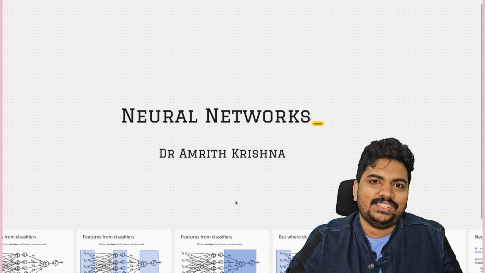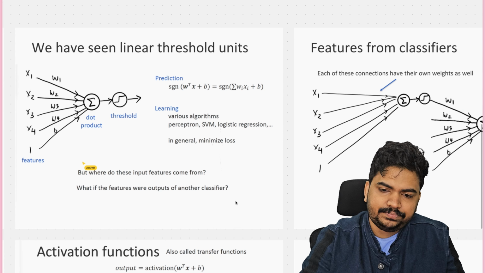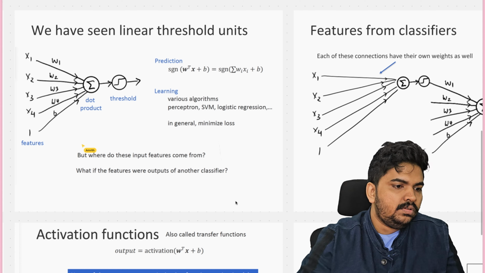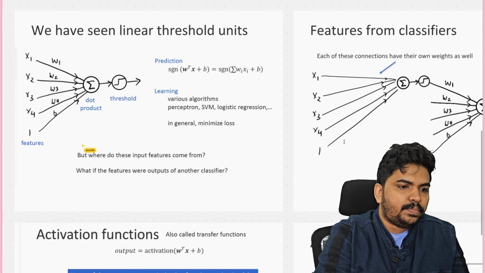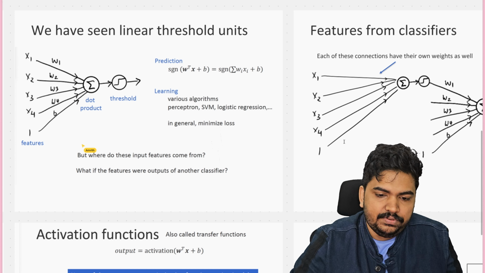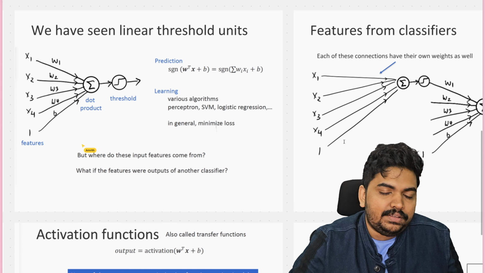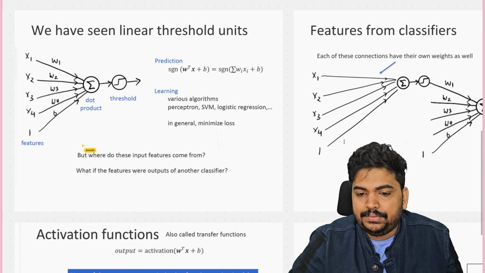So today for this lecture we will look into neural networks. We have seen linear threshold units or linear classifiers. We have been seeing quite a few of them, including the perceptron, the logistic regression and others.